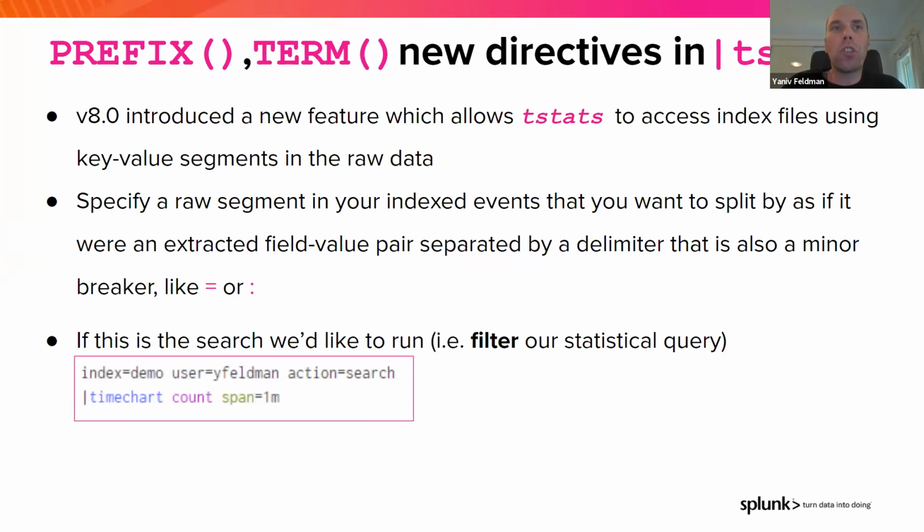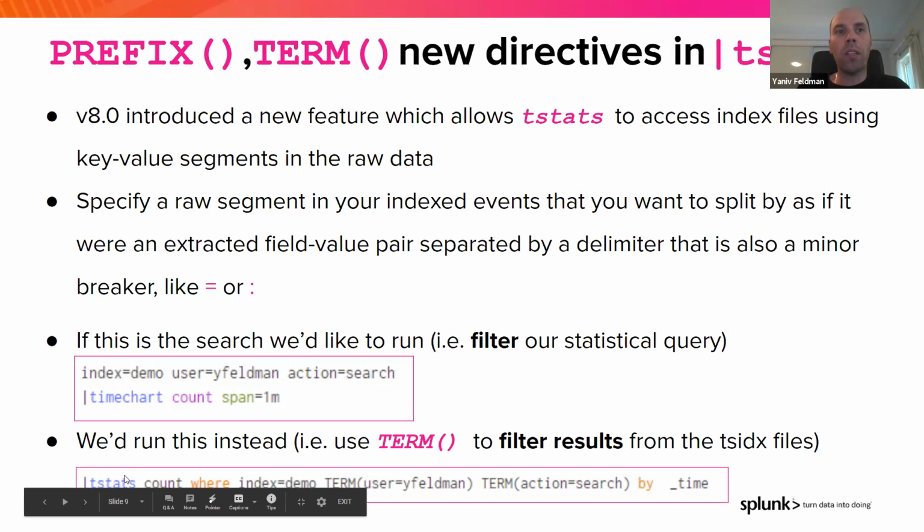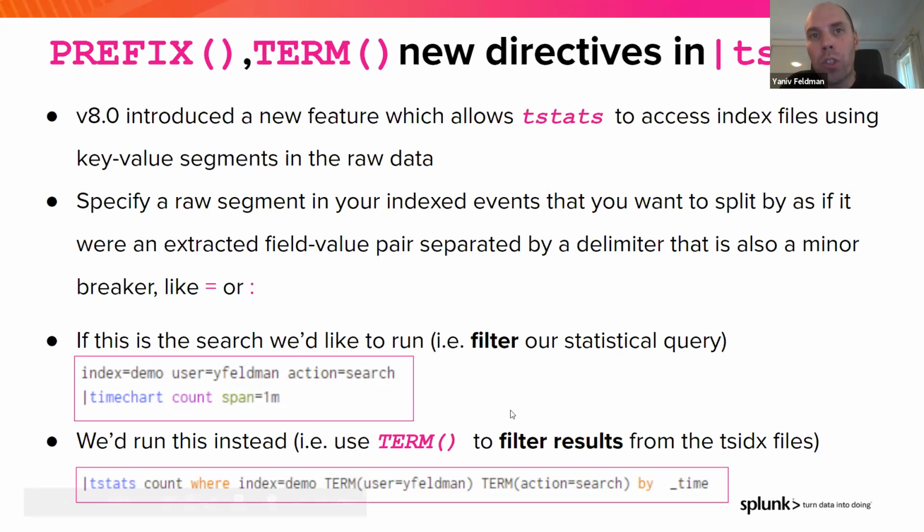So if you go back to the traditional search, we'll run index equals demo, user equals Y Feldman, action equals search, and then pipe timechart off the back of it. Well, if we have version 8 onwards, we can actually use tstats to do the same thing, and that will shave quite a lot off the runtime. I'll show a few examples. With tstats, we just use the tstats command, count, where index equals demo, and then we use the term directive to define those key value segments in our data. That command will just go to the index files. It will not fetch any raw events, but we still have the capability of running those statistical functions, which is almost similar to accessing the raw events.